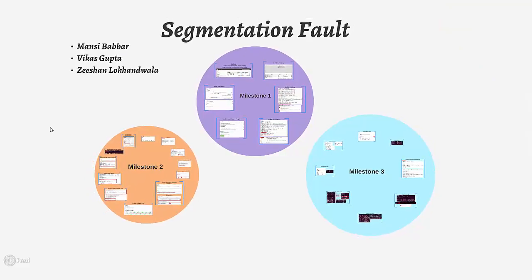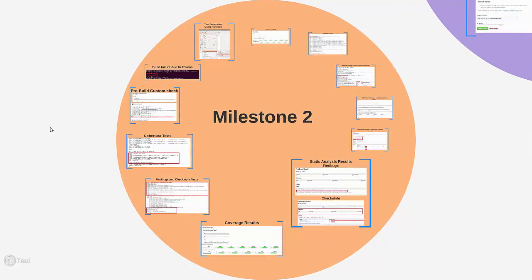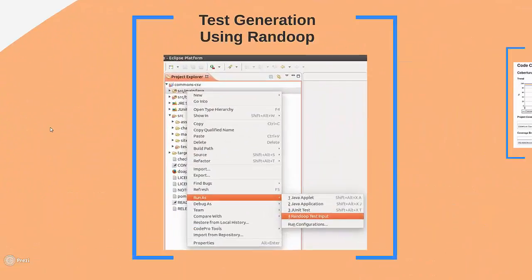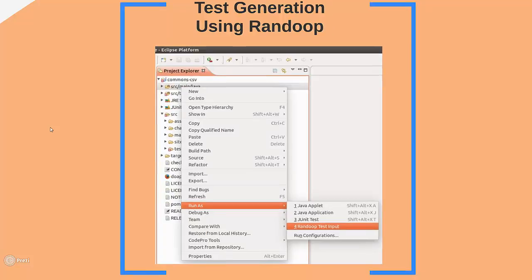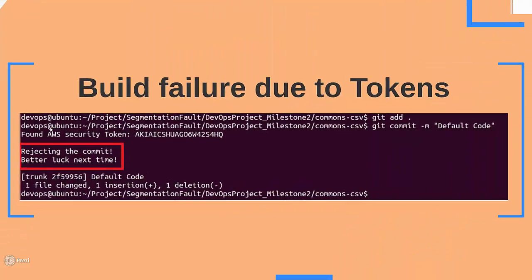For milestone 2, we have used an open source Maven project. Our test setup consists of the JUnit library and the Randoop plugin installed on Eclipse. We have used this Randoop plugin to generate tests for the Maven project for the purpose of improving the test coverage. As a pre-commit step, we first check for the presence of any AWS or DigitalOcean security tokens and fail the build if we find one.